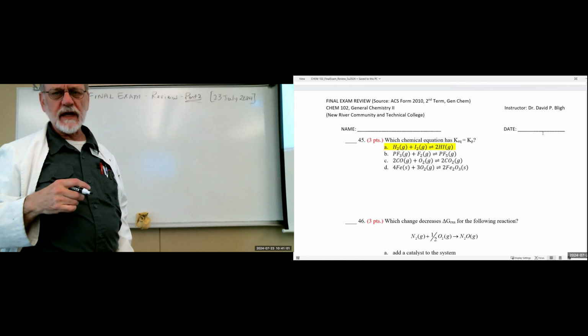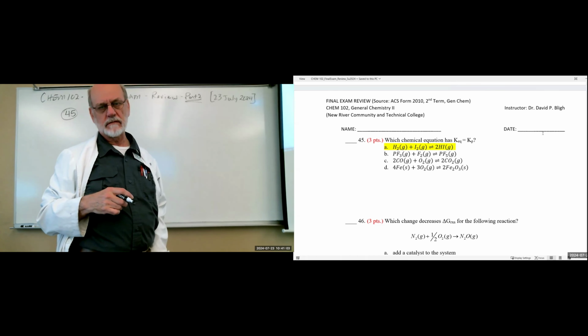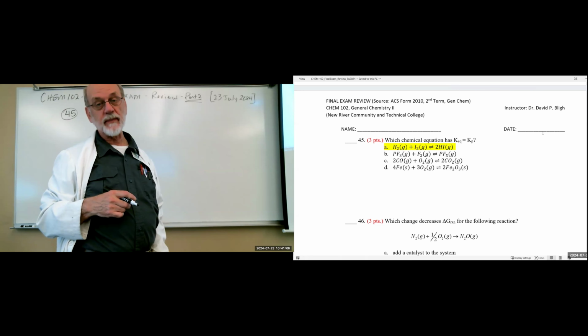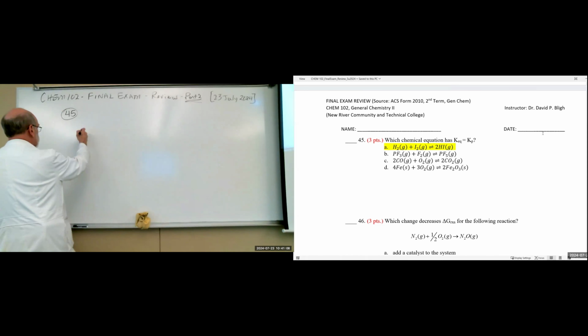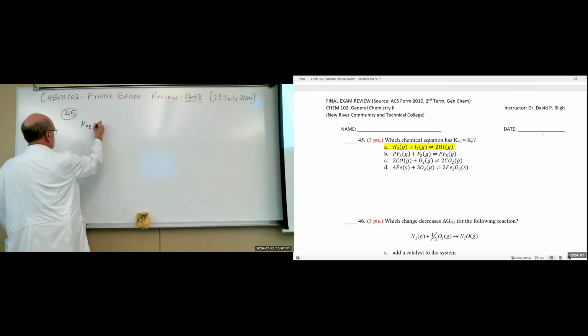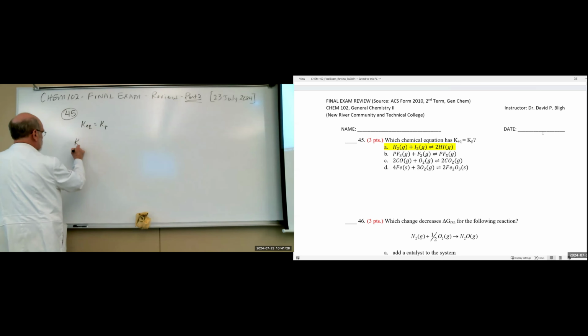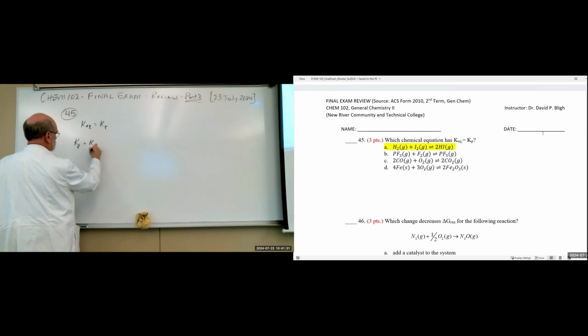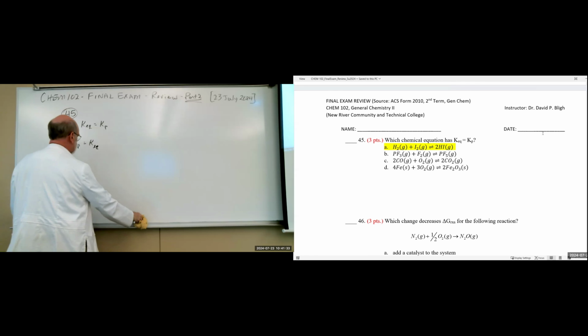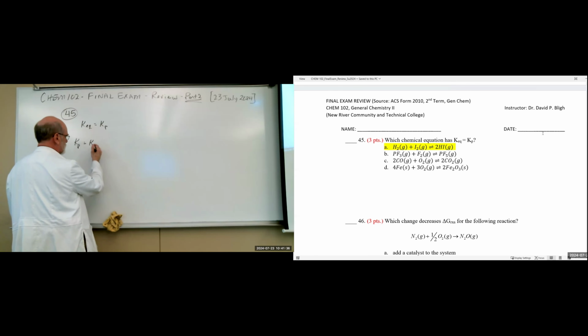Which chemical equation has KEQ equal to KP? KEQ equals KP. All right, we're looking for that. And if you look in your useful information, we've got an equation that converts from one to the other, which is KP equals KC. Well, actually, it's written this way.